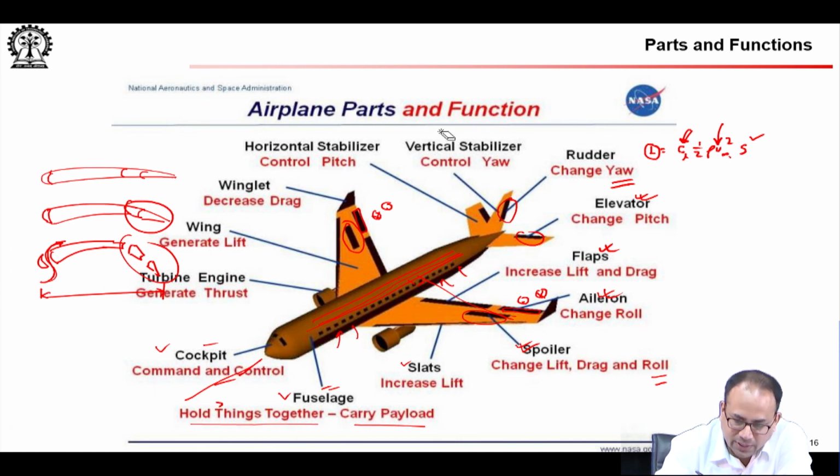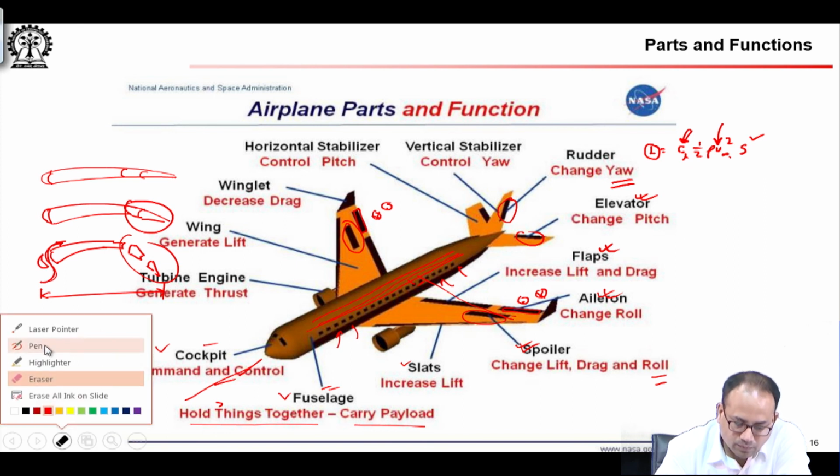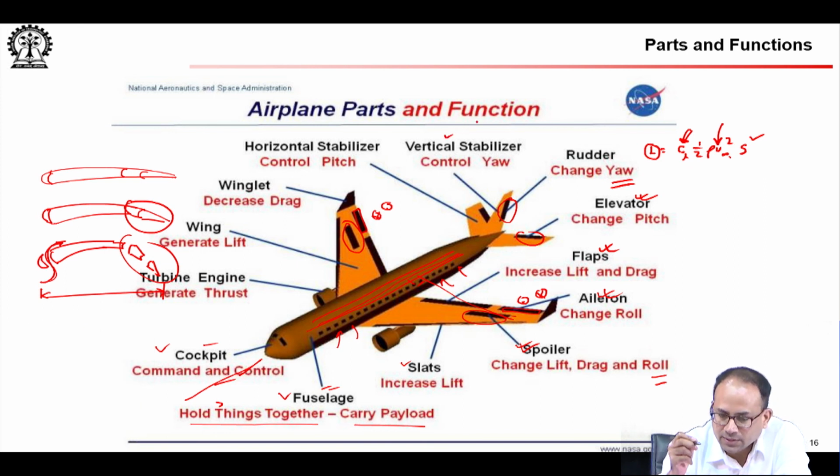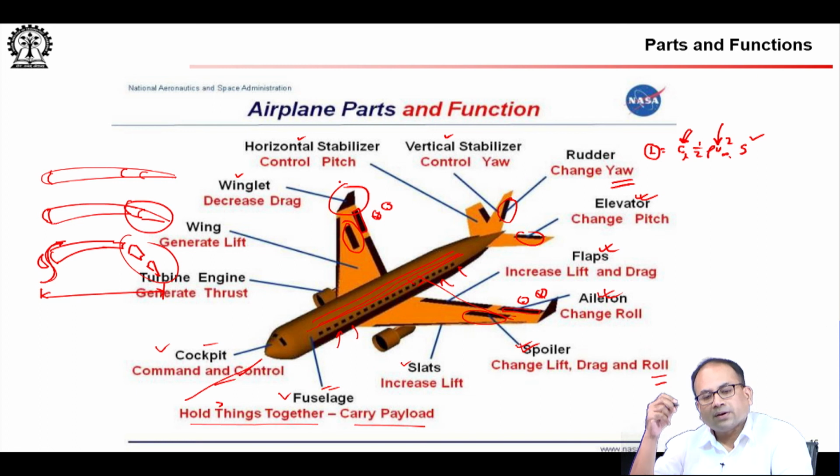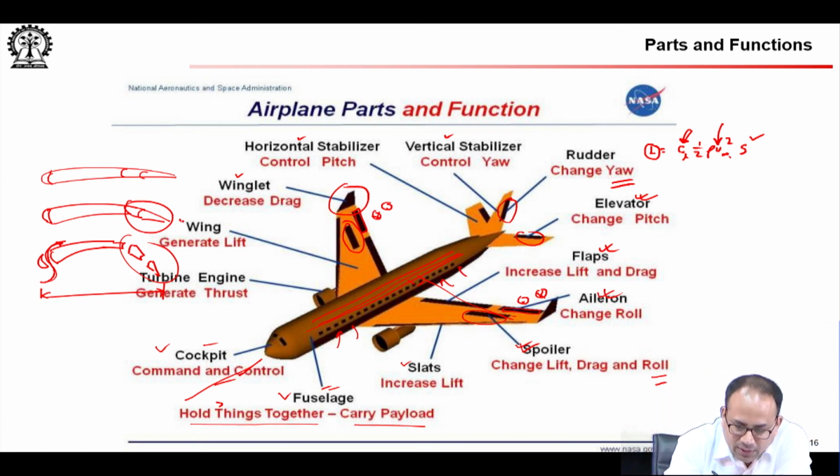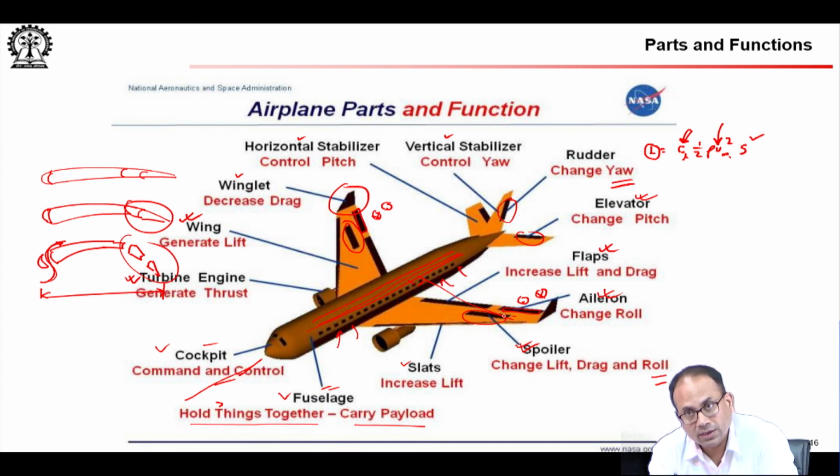So, this is the vertical stabilizer, horizontal stabilizer, and that has the elevator. Now, winglet. I did not talk about this winglet. I think a lot of modern aircraft have winglets, but let us also look at the wing, that is what generates most of the lift, and you have the turbine engine that generates thrust. You need thrust to push the aircraft forward, and you need engines for that. The turbine engine is a popular choice.